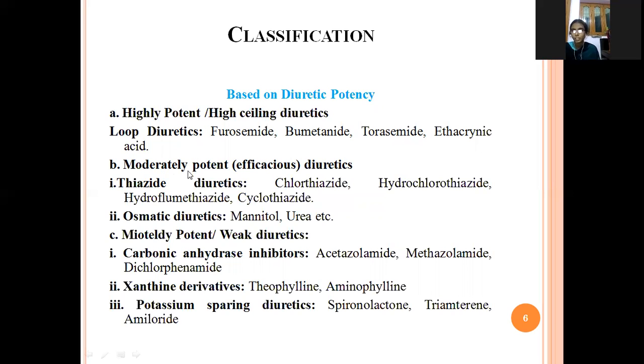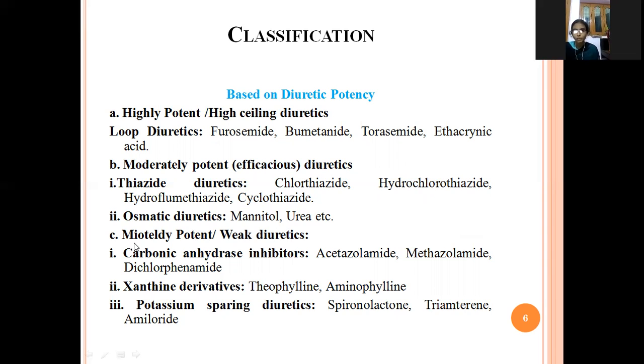So next, moderately potent or efficacious diuretics. In this, examples are thiazide diuretics. First one, in this, examples are chlorothiazide, hydrochlorothiazide, hydroflumethiazide and cyclothiazide. Second one is osmotic diuretics. Examples are mannitol and urea.